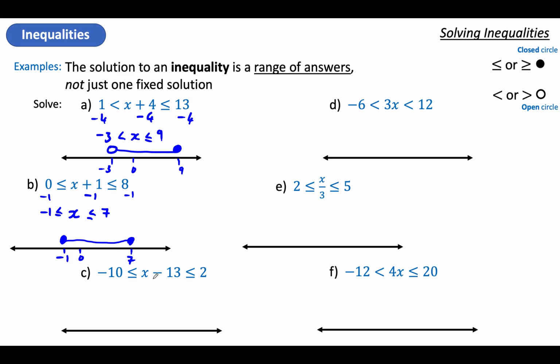Oh dear. X take away 13, add 13 to both sides. It's a lot in it. Now, -10 plus 13 gets us back up to +3.